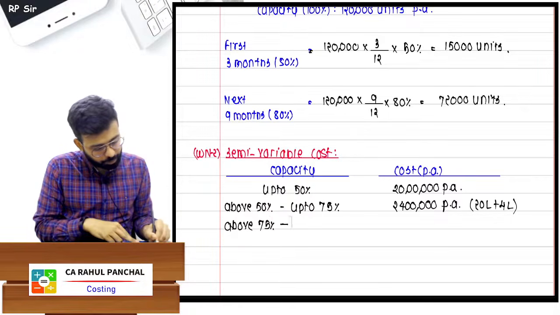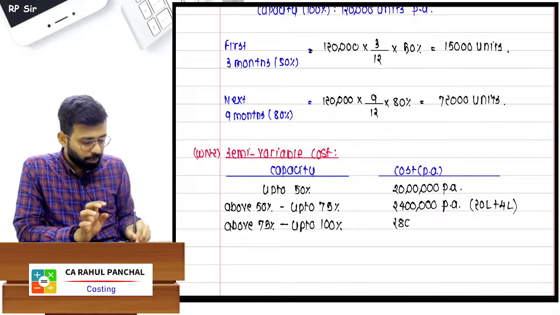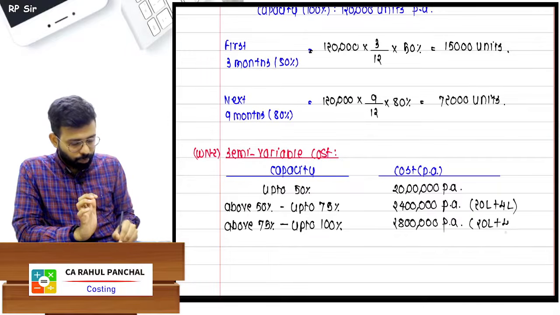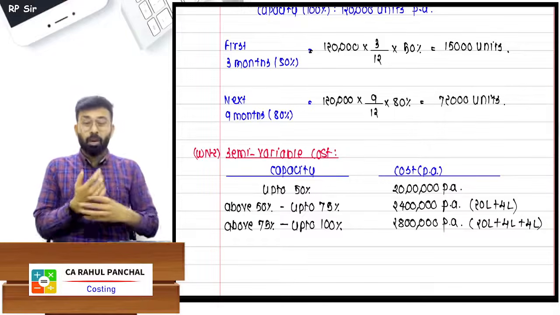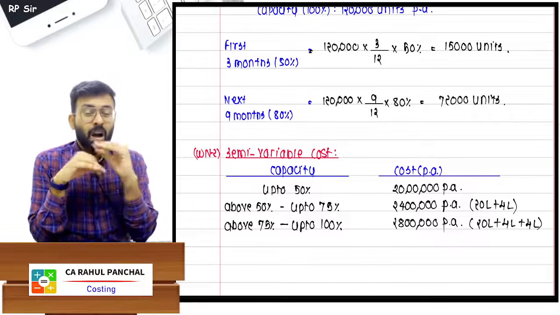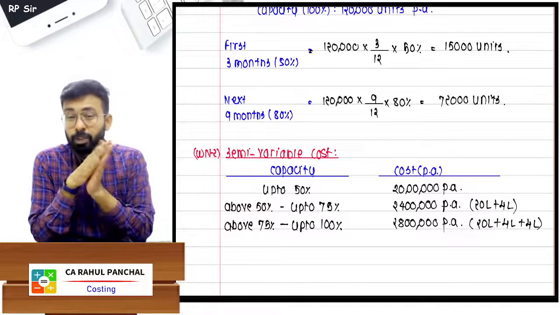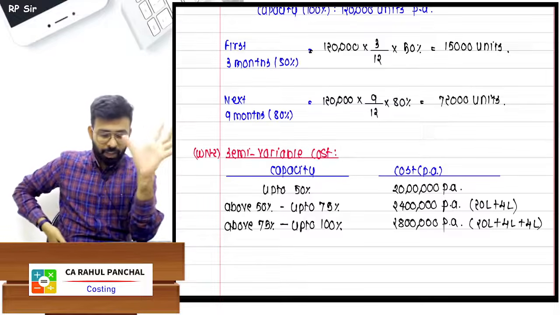up to the max capacity, up to 100%, your cost will again increase by 4 lakh rupees, so that will become 28 lakh rupees per annum. Okay, you can say 20 lakh plus 4 lakh plus 4 lakh, twice you have increased, twice 25%, so that becomes 28 lakh. Now I hope this table is very much clear: if you work at up to 50%, this will be my per annum cost, and between the range 50 to 75, this will be my cost.